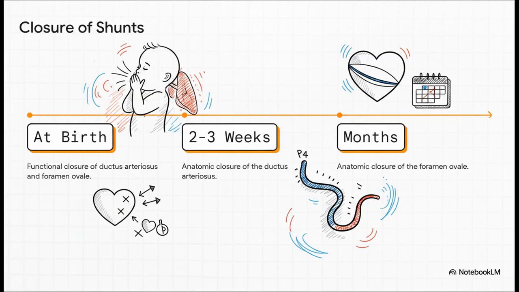The baby takes its very first breath, lung expansion radically drops pulmonary vascular resistance, and pulmonary blood flow just surges. This massive pressure change causes the functional closure of the ductus arteriosus almost immediately. Following that, the anatomic closure of the ductus happens over the next 2 to 3 weeks. As for the foramen ovale, driven by increased left atrial pressure, it functionally closes at birth too, but it takes several months to completely seal up anatomically.